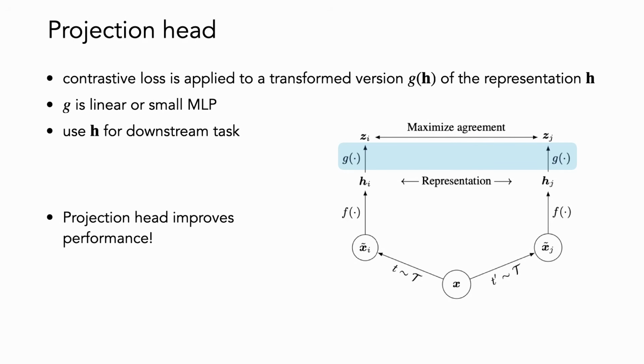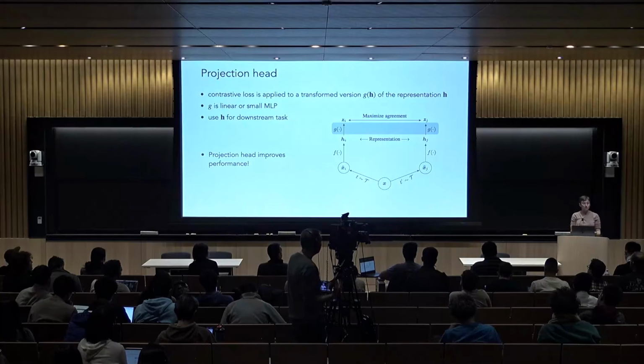And G will be something quite simple, right? A linear projection or like a very small multi-layer perceptron. And then you don't actually use Z, which is this projected space where you're calculating your loss, as your representation. Instead, you use H.